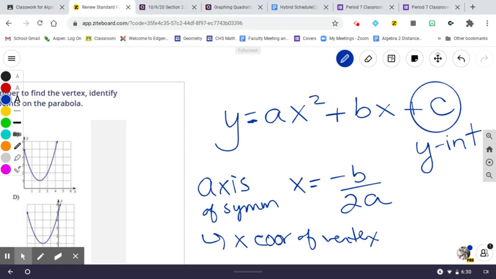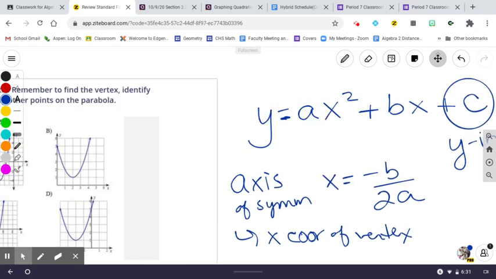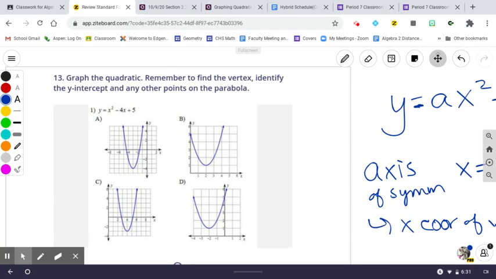Then typically, once you have the x coordinate of the vertex or the axis of symmetry, you plug it in to find the y coordinate of the vertex, and then you have your full complete vertex. So something like this first example, when it says to graph the quadratic, you don't technically have to find everything for some of them. So let's take a look to see what we can do.